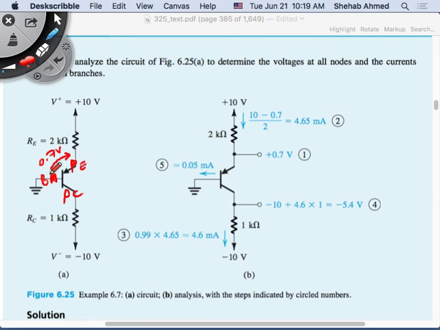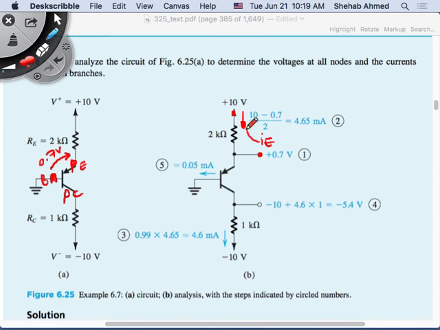So assume active region means I assume this junction is 0.7 volts. This is at ground, which means that the voltage here is 0.7, just because this was at ground. So now I have this voltage. I have this voltage across this resistor. Then I can calculate the current. Right? I can calculate the current. What current is this? IB. No, IE. Exactly. It's emitter current.